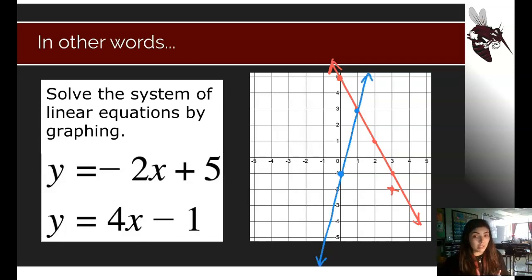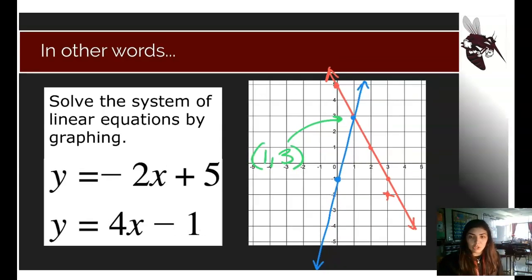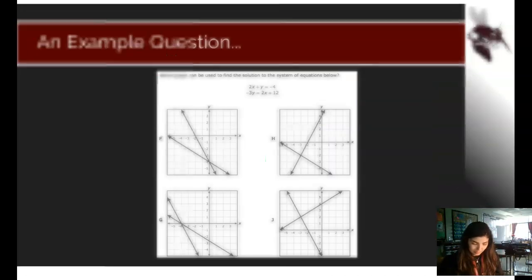Now, comparing it to the graphic we had before, one, none, or infinitely many solutions, this has one solution. Now, we want to solve it, which means we don't just want to say there's one solution. We want to actually be able to say that the solution exists at (1, 3), which is the coordinate where that intersection point exists. This is the solution to a system of equations.